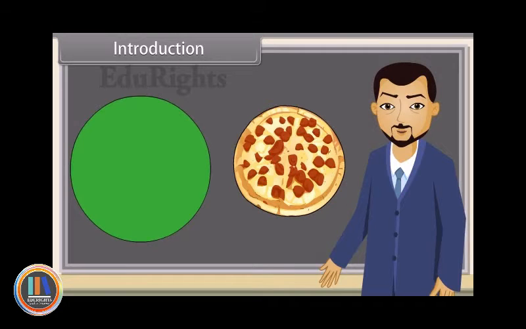Do you know what we call the distance around the pizza? Or what do we call the space inside the circle? Today we will talk about circles in detail. Come, let's begin.